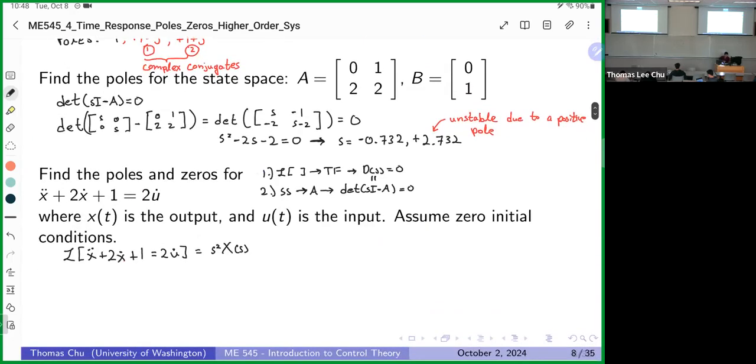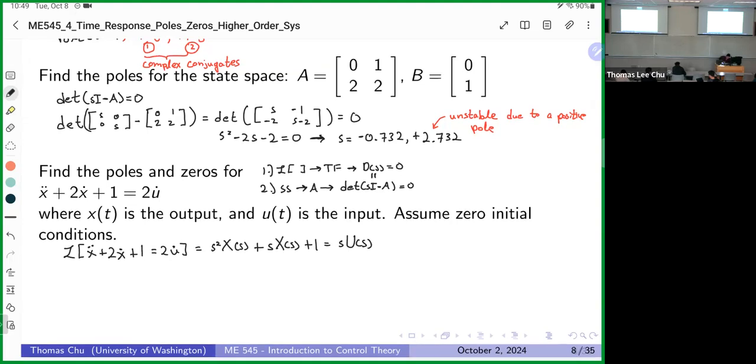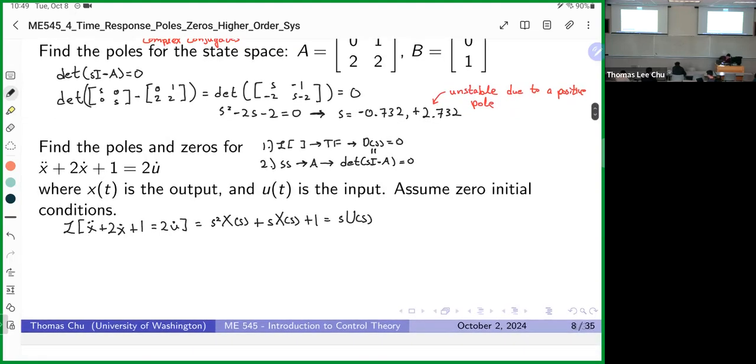Anyway, so when I take the Laplace transform of that, you get s squared times X of s plus s times X of s minus the derivative minus the position at the initial condition, which is 0. When you take the Laplace transform of a constant, it stays a constant. So it's just plus 1 is equal to s times U of s minus the initial condition of the input.